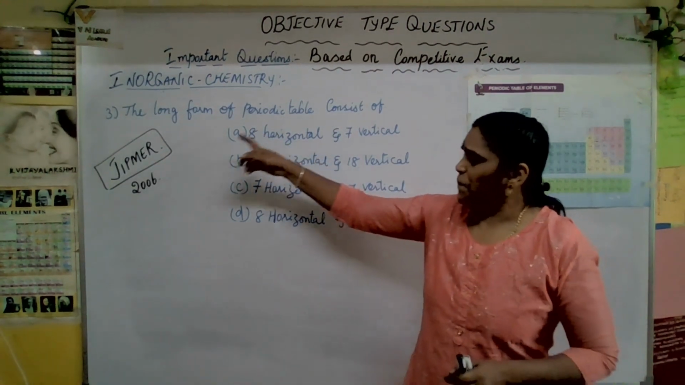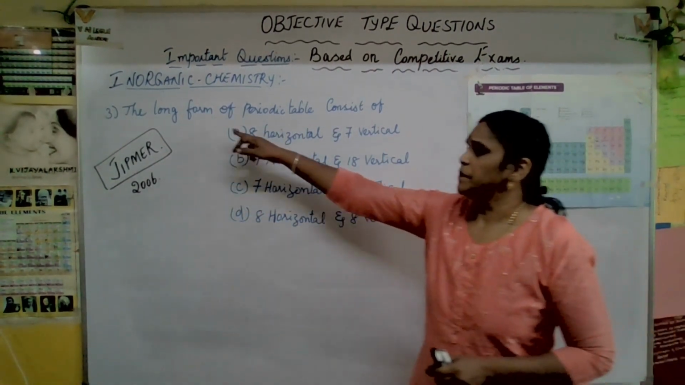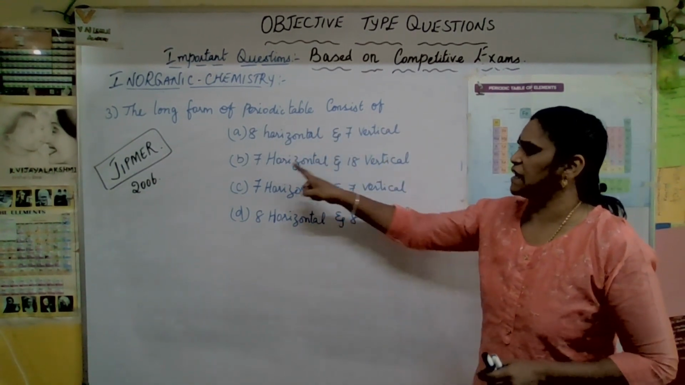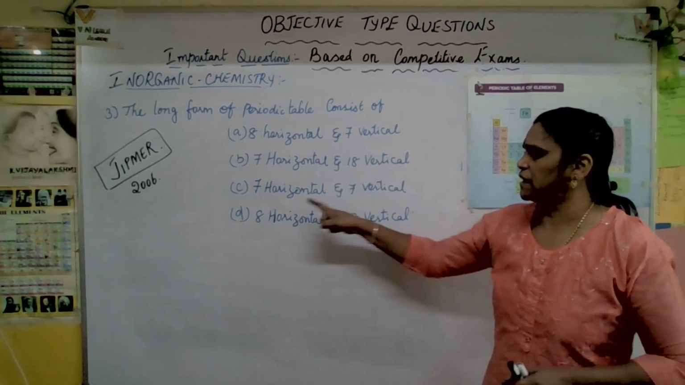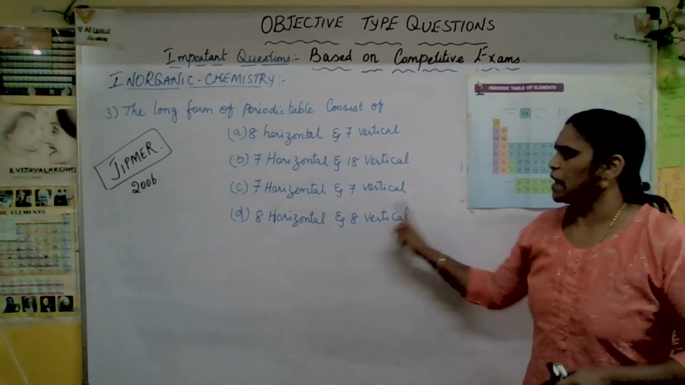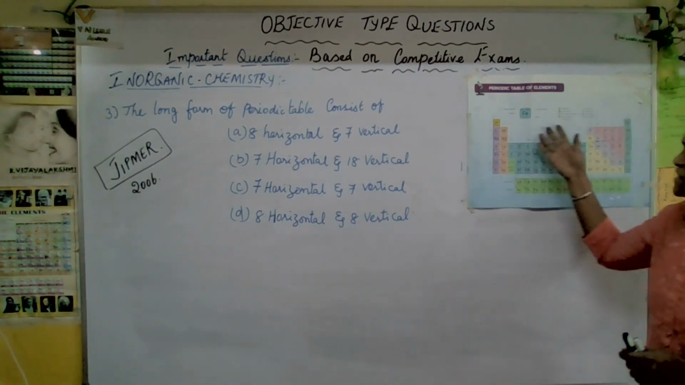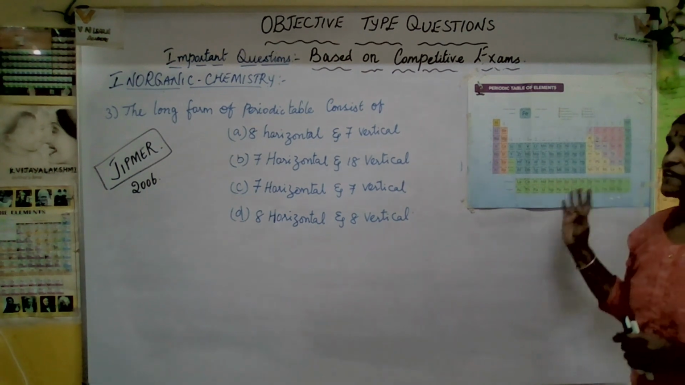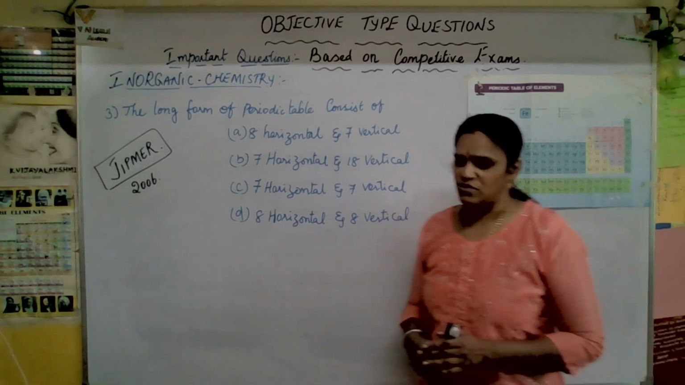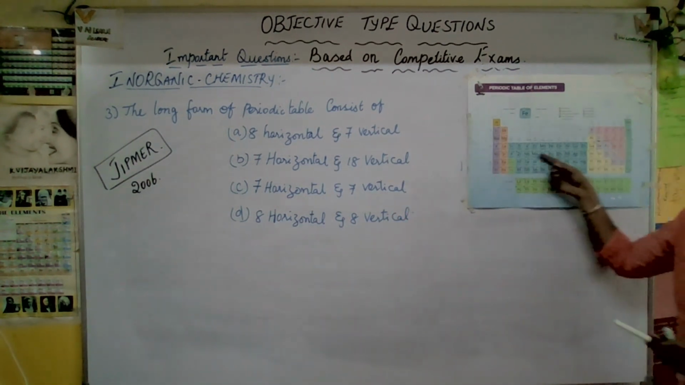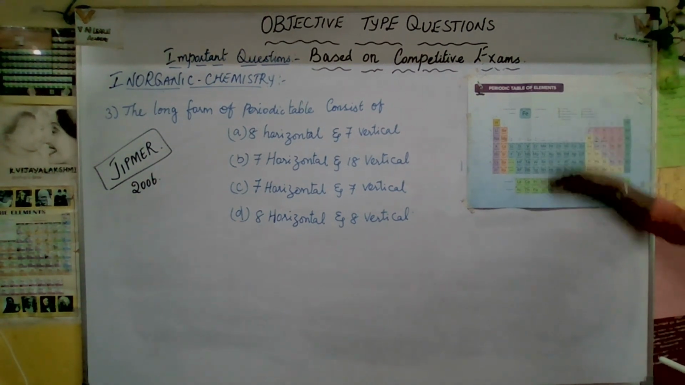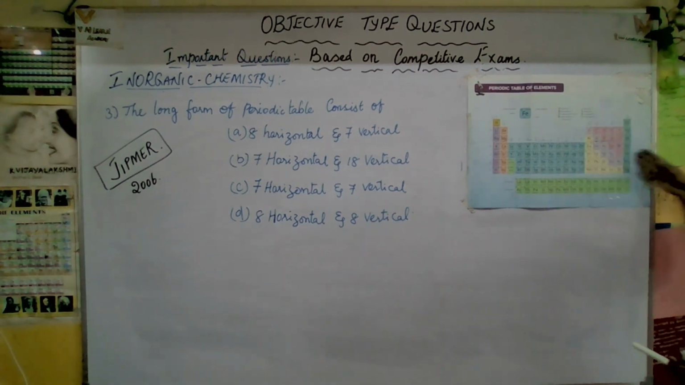The next important question, but it is very easy. The long form of the periodic table consists of: A, 8 horizontal and 7 vertical; B, 7 horizontal and 18 vertical; C, 7 horizontal and 7 vertical; D, 8 horizontal and 8 vertical. As you see the periodic table, you will come to know the correct option, and it's very important also. See, this side it is a period and down it is a group. Vertical is a group, and horizontal is a period.